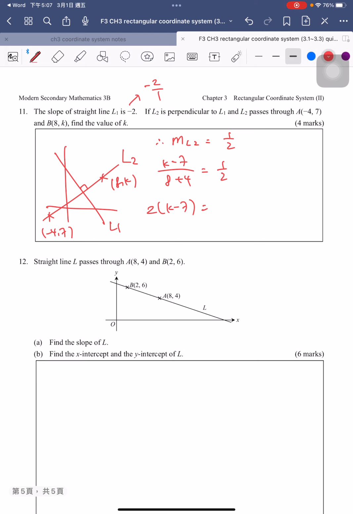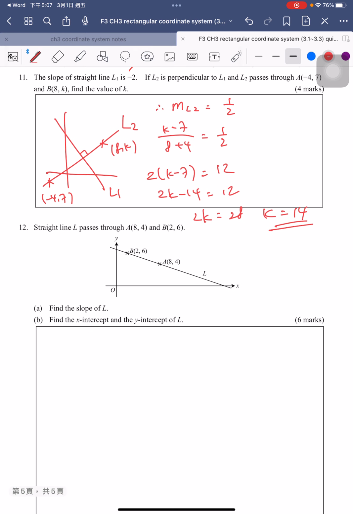12 times 1 just gives you 12. So now we have 2k minus 14 equal to 12. So we have 2k equal to 28. So k just equals 14. So that's for this question. And then we can do the next. Oh, sorry, I think I made a mistake. 12 plus 14 gives you 26, not 28. So k just equals 13.